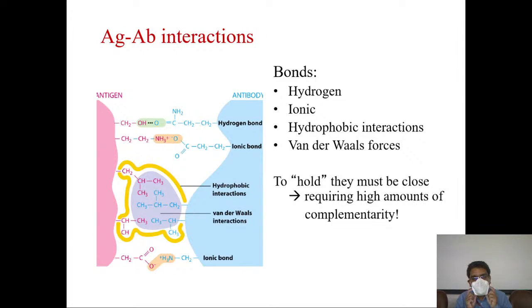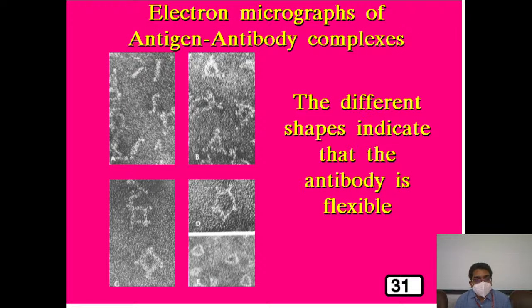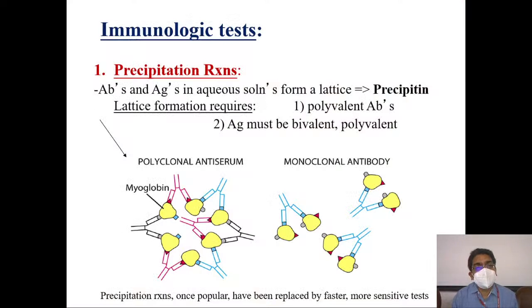This antigen-antibody interaction has various bonds which we can see. It can have hydrogen bonds, ionic bonds, hydrophobic interactions, van der Waals forces, and to hold, they must be close, requiring a high amount of complementarity. They should be complementary to each other, that is, able to bind to each other. You can see in these pictures the electron micrograph of an antigen-antibody complex, and the different shapes indicate that the antibody is flexible. It's not that it will always have the same shape.